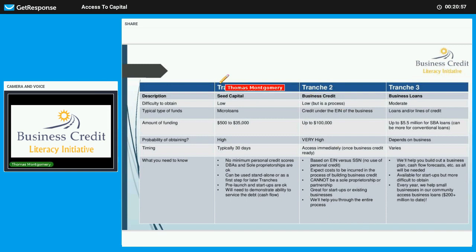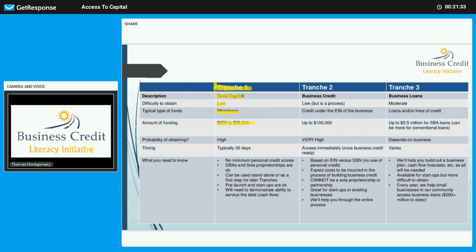And I'll summarize because we could really spend an hour on each of these tranches, but we'll do it briefly. So tranche 1 here is what we often refer to as seed capital. It's the easiest to obtain, and I wouldn't say that everyone qualifies for it, but essentially you either qualify for it now or we can help you qualify for it very quickly. So that's good news. It's categorized as a microloan because the amounts typically don't go above $50,000. Our average that we've seen is $20,000.